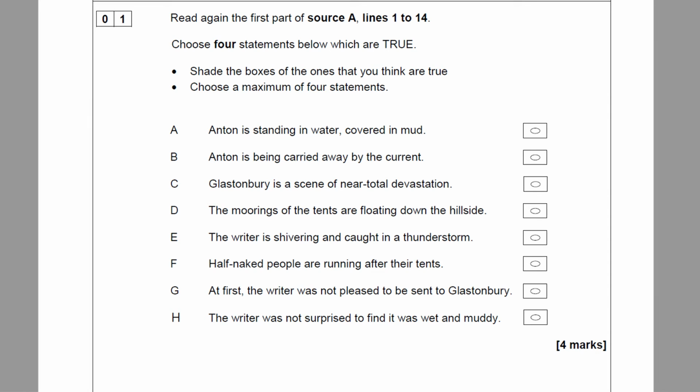So here we have again our 8 statements. 4 we know are true, 4 are false. Read through each of them, work out which ones are true, and then on the next slide we'll go through the mark scheme. Remember, some of them are really obvious, but not all of them are.